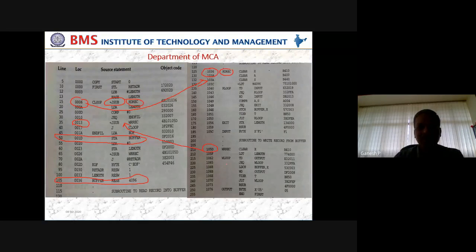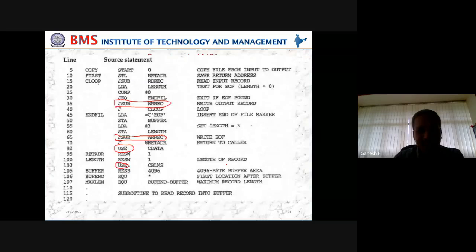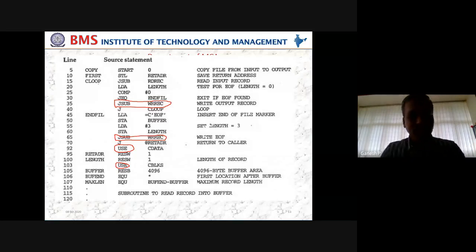Now let us come back. Now this program we have rewritten using program blocks, where USE is used. Since in the absence of USE, everything is a single block. So we start from the start now.